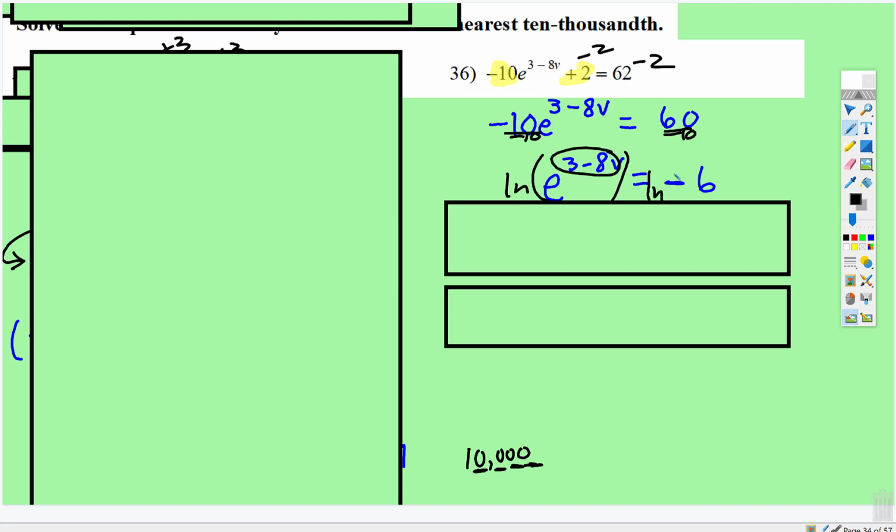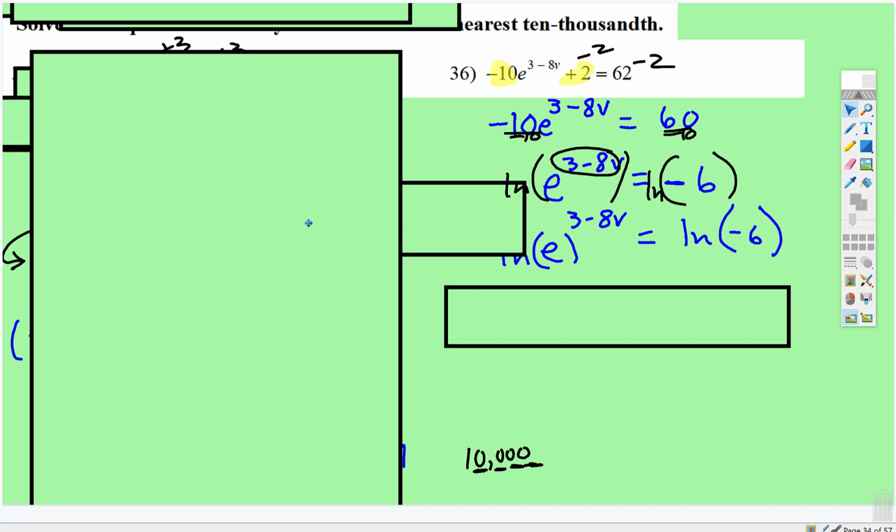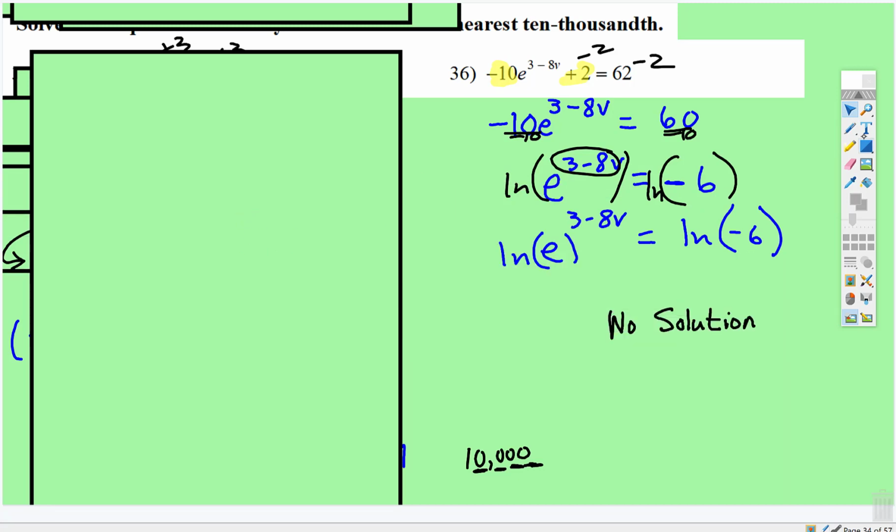But look what happens. What happens when you try to take the log of a negative number? Not possible. So right there, you can stop. This phrase here does not work. So the answer to this one is no solution.